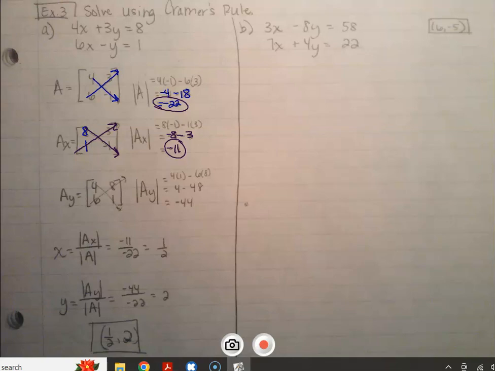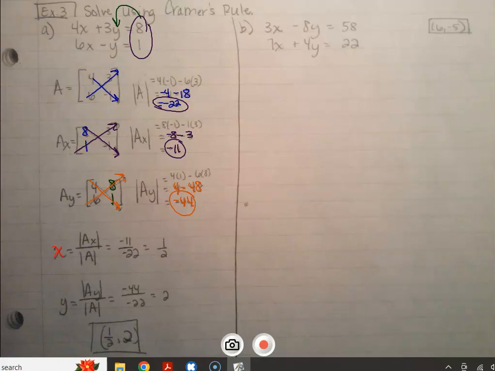Okay, so now for A sub Y, we're going to take the 8 and the 1, the constants, and put them in the second column because that's where the Y's are. Okay, major diagonal. 4 times 1 is 4. 6 times 8 is 48. So 4 minus 48 equals -44. That's the hard part. Now the easy part comes.